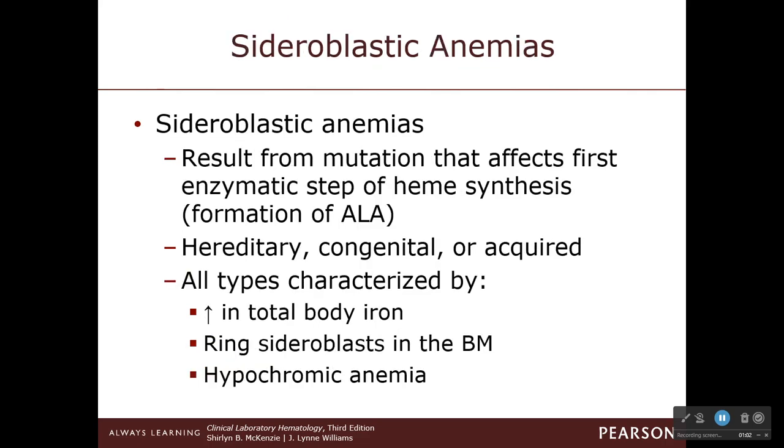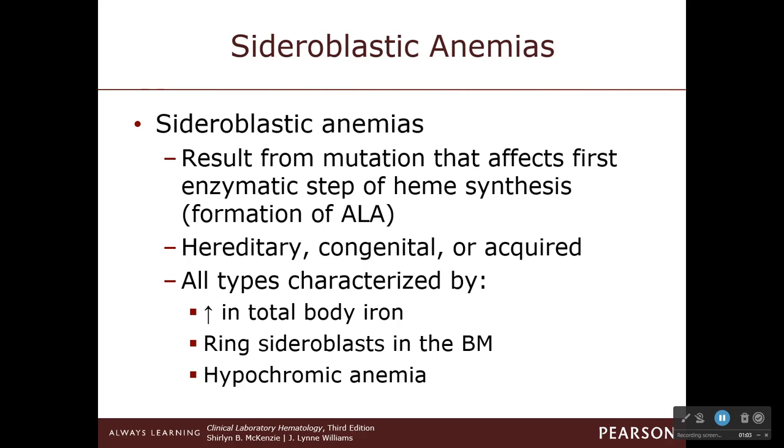Okay? All right, so sideroblastic anemias, this results in a mutation that affects the first enzymatic step, formation of ALA. What is it? It's delta-aminolevulinic acid. Is that right? As you go, a couple of forms: hereditary, congenital, and acquired. Okay? Hereditary is different than congenital. I don't know if you guys know that or not, but these are different. Hereditary, you may inherit it, but you may not really show any symptoms until you get a little older. Okay? Congenital is inherited, but you start seeing it at birth.